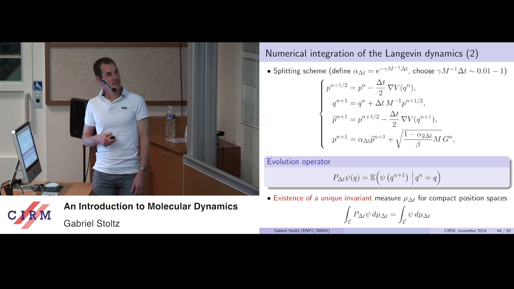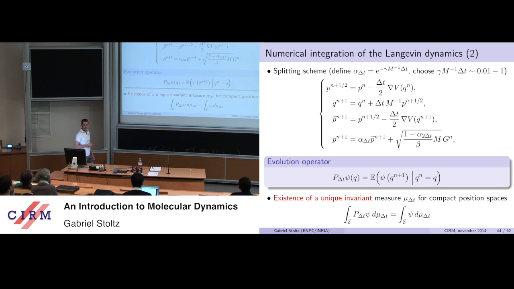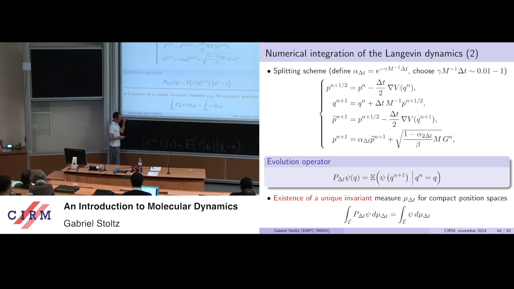Okay, so that's the numerical scheme. Now what I want to understand is the errors that arise from the discretization of the scheme. For that, I introduce what is called the evolution operator. It's the numerical counterpart of this semigroup exponential tL.